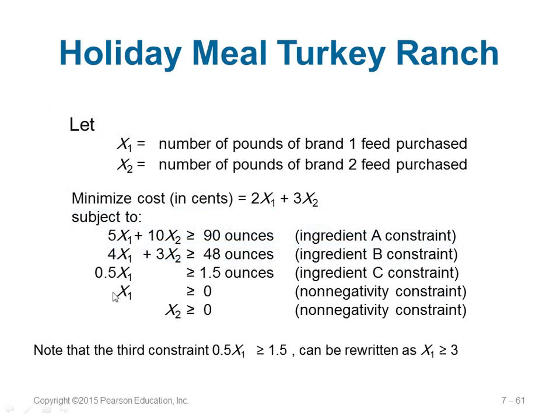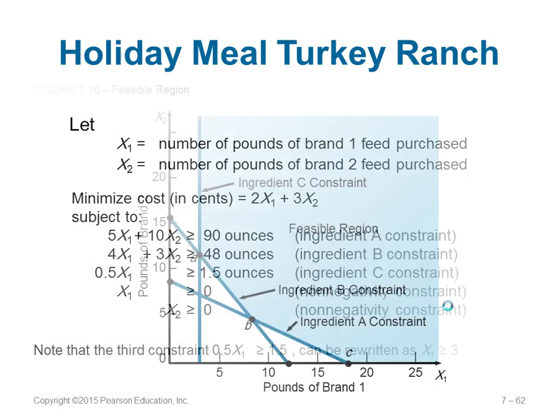So you can write all of them. Don't forget our non-negativity constraint. For every decision variable you have, you will say they are non-negative. You can also convert constraints: for example, if you want to write 0.5 x1 is greater than or equal to 1.5 ounces, you can multiply both sides, or just bring this one here, and say x1 is greater than or equal to 3, just to make our calculations easier.